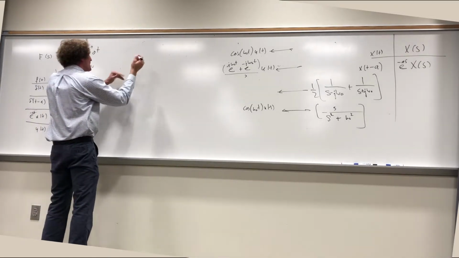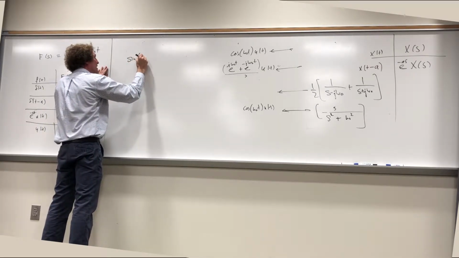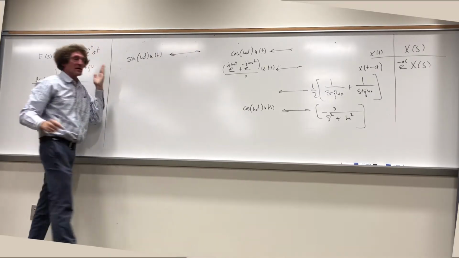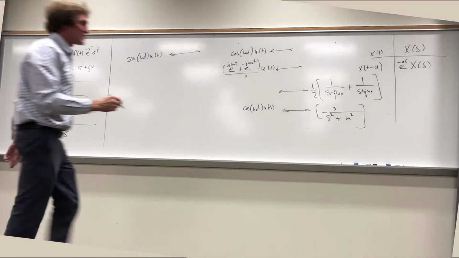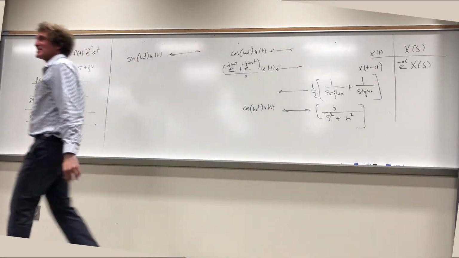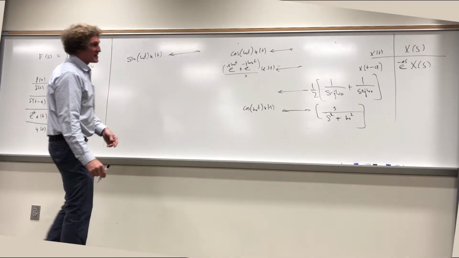What is sine? What does the sine of omega naught t u of t go to, class? Now think about it. What am I going to do with that sine? Just so I can do it easily. Yes, sir. Is that a negative? No, that's an eraser mark. They're positive. It's s over s squared plus omega naught squared. Sorry about that.